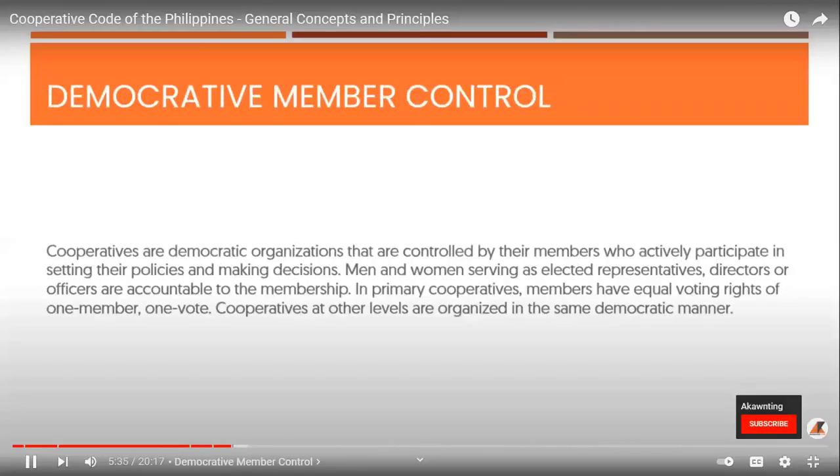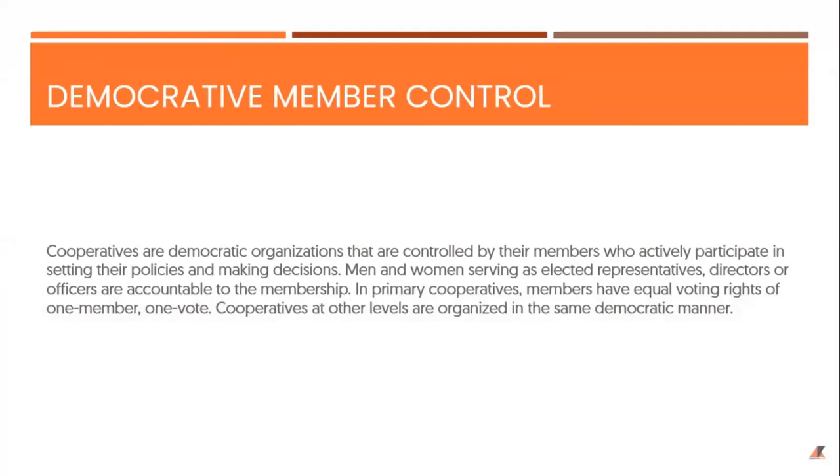For the next principle, we have democratic member control. So cooperatives are democratic organizations that are controlled by their members who actively participate in setting their policies and making decisions. Men and women serving as elected representatives, directors, or officers are accountable to the membership. In primary cooperatives, members have equal voting rights of one member to one vote. Cooperatives at other levels are organized in the same democratic manner.